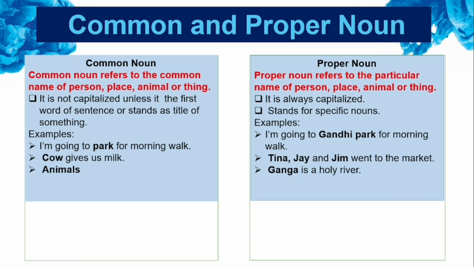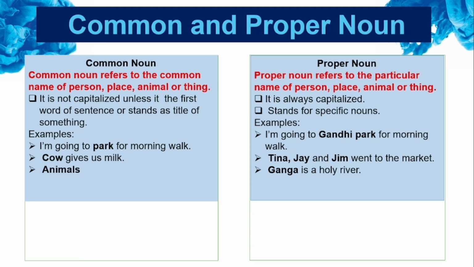Gandhi Park आपके 10-12 नहीं होंगे. Why? Because it is specific, right? If one is Gandhi Park, then the second can be Tagore Park or any other park. Now next, Tina, Jay and Jim. Again, these are specific names of persons, isn't it?